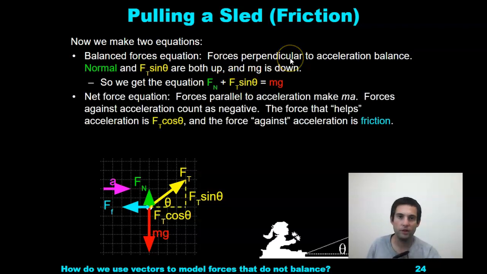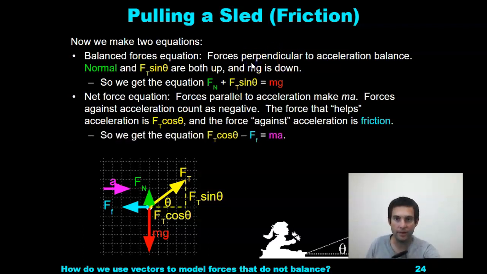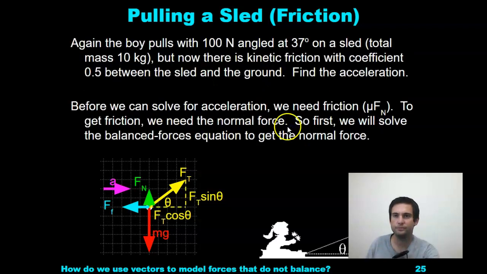The net force equation. Forces parallel to acceleration are going to make ma. Forces against acceleration will count as negative. Stuff that makes it go minus stuff holds it back. So the stuff that makes it go is going to be Ft cosine theta, minus the stuff holding it back, frictional force, equals mass times acceleration.